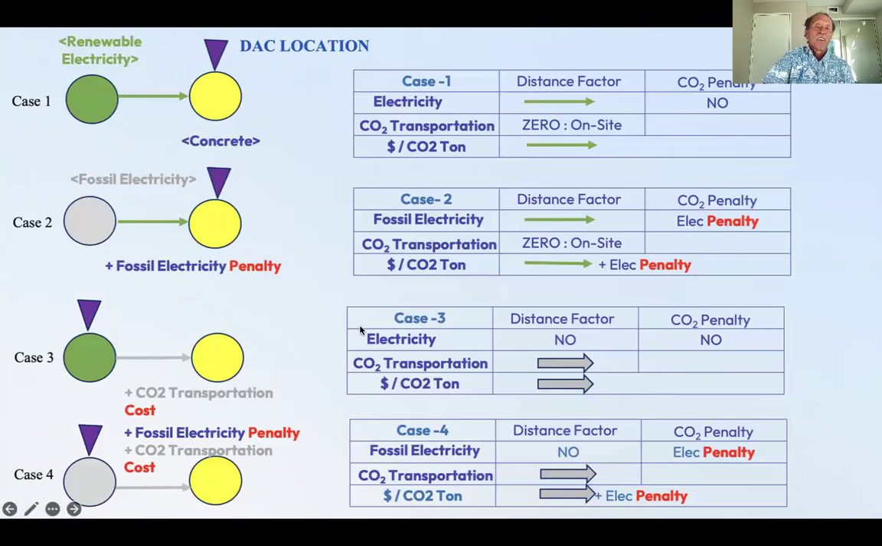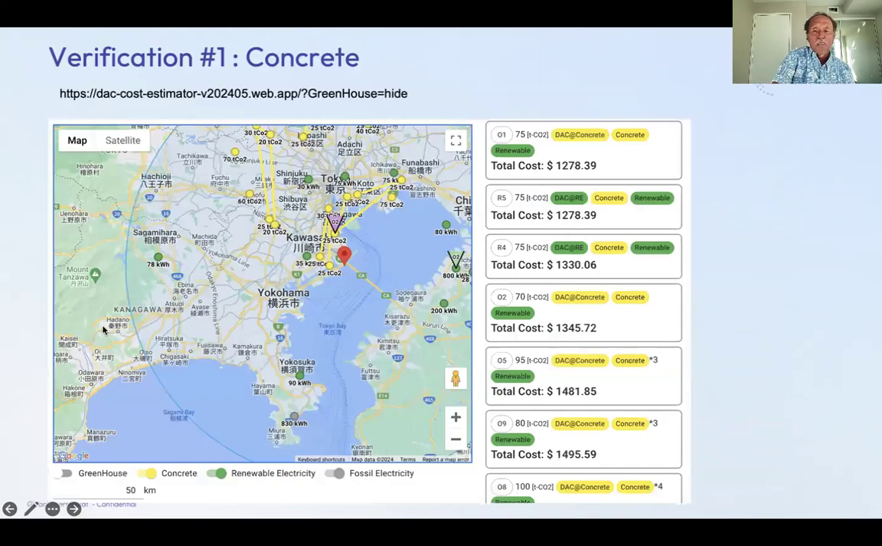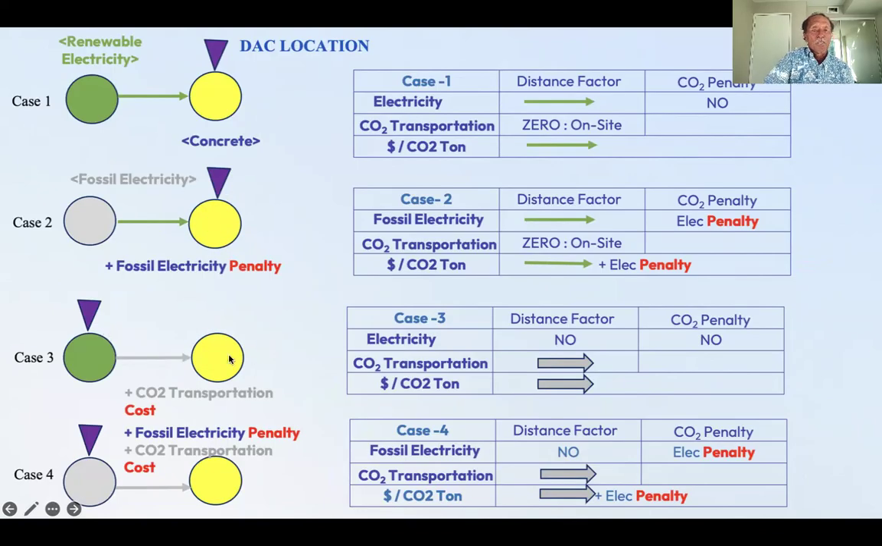And some logic is needed. Let's say here's the electricity, the solar panel is here, and the concrete plant is here. If we put the DAC at the concrete plant, then the costs will be electricity costs and plant costs only. But if we use fossil-based electricity, we need to be penalized because we are emitting CO2 by fossil-based electricity. So this penalty will be applied. With the same formula, putting the DAC at the solar panel or wind generators looks great. But we capture CO2, and the captured CO2 needs to be transported to this location, so we need a cost for the transportation. So all kinds of elements are combined together to calculate the optimized solution.